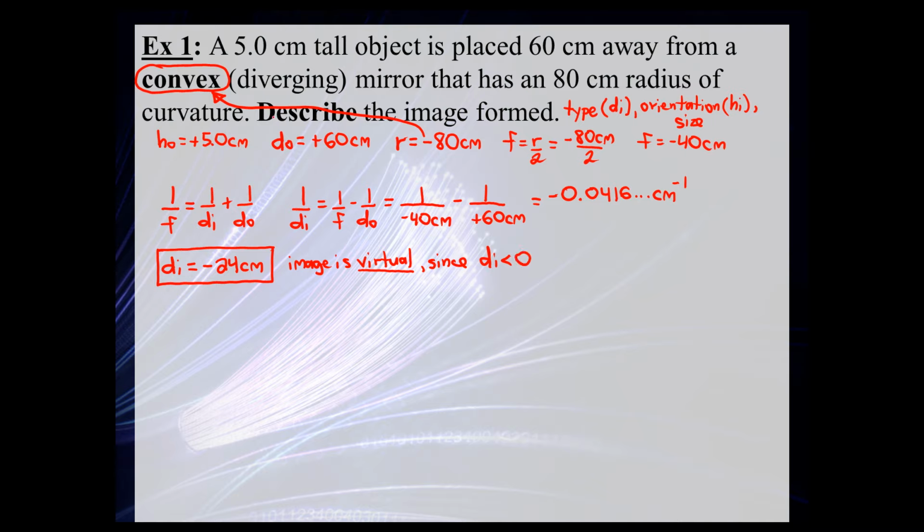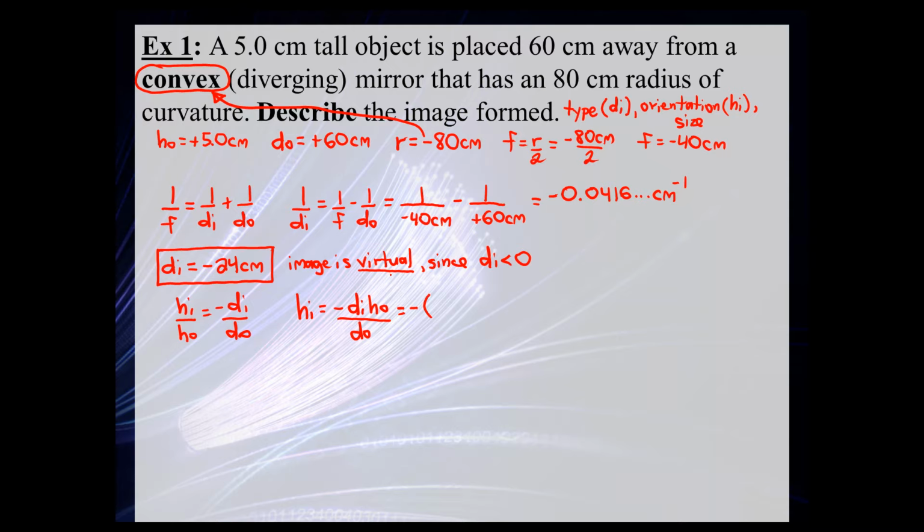Let's calculate the hi value now. So now I'm going to use that other equation. We're not going to worry about the magnification part of it. It's not really helpful in doing that using that equation. So what we have is hi over ho is equal to negative di over do. Let's get hi by itself. So hi is equal to negative di times ho, all divided by do.